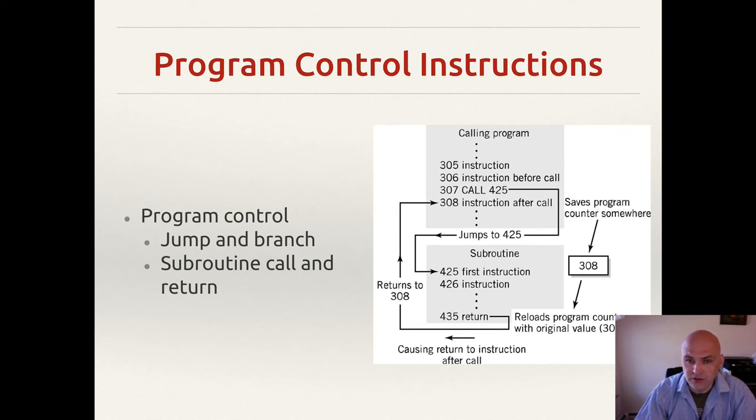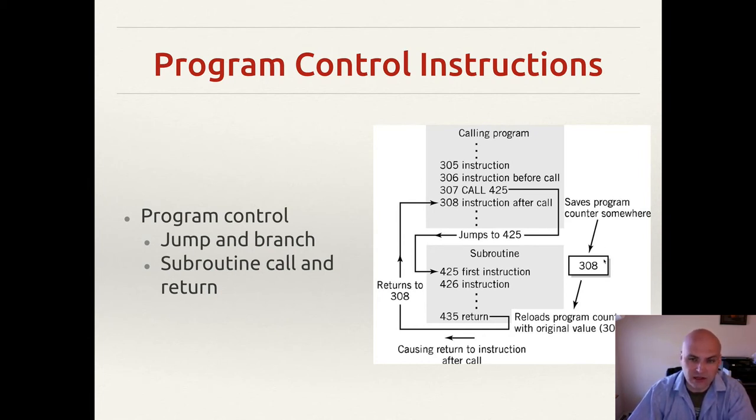So let's take a look here at what this little snippet of code is doing to see how this plays out. So in this example, we're at the instruction at line 305. Our program counter is 305. We're running some instruction. 306, we run some instruction. And then we get to 307, which is a call to 425. So at that point, what a call instruction does is it takes the next line number, in this case 308, and it pushes it onto a stack.